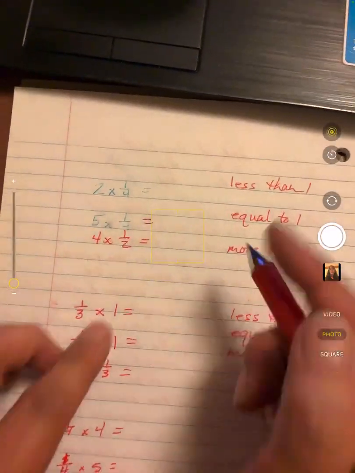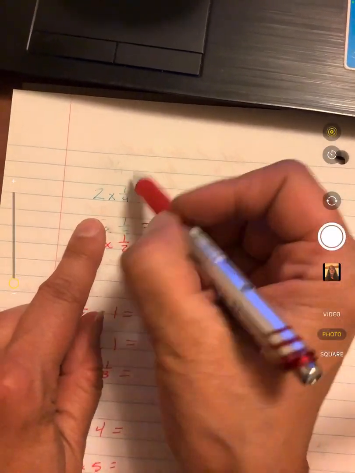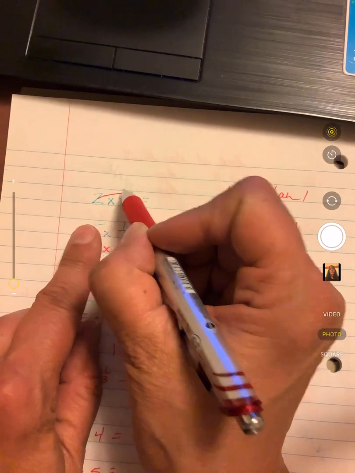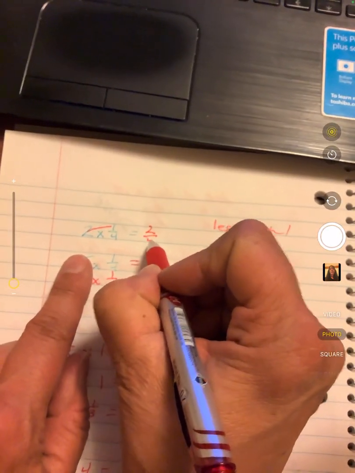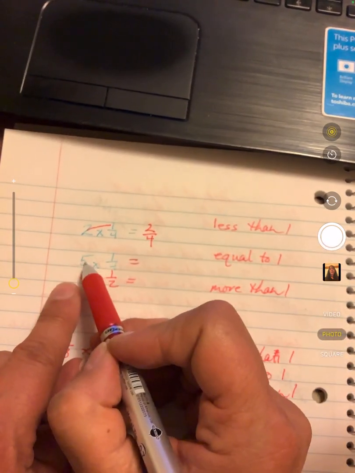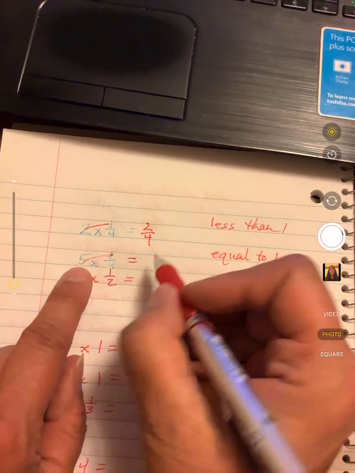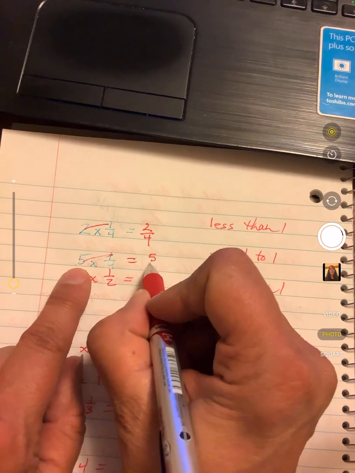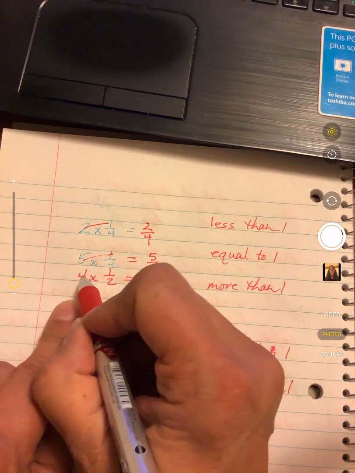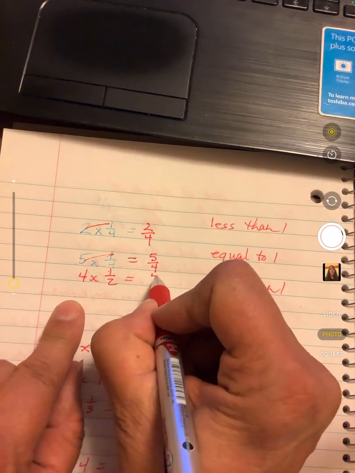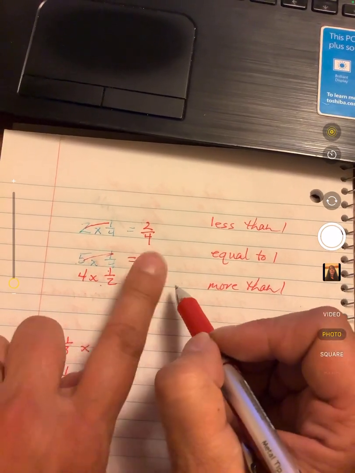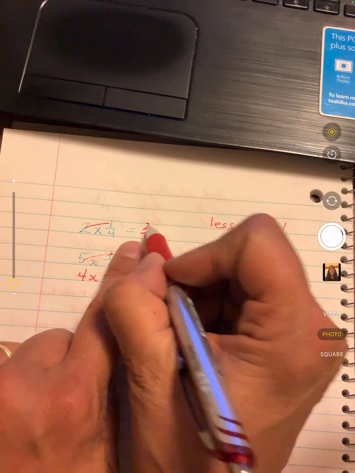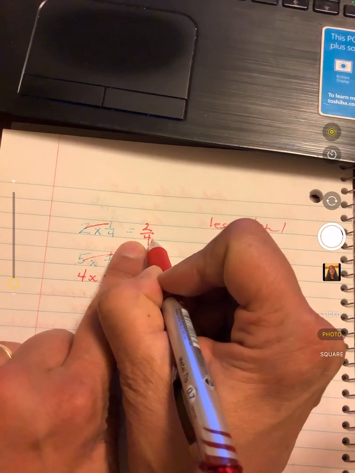Okay, so I have 2 times 1/4. I've told you that's going to go up there. So we have 2/4. The 5 goes on top, and then the 4 is 4 times 1. And your denominator just stays the same. So this is smaller than your denominator.